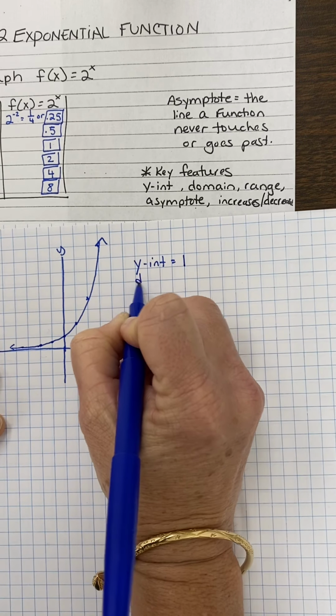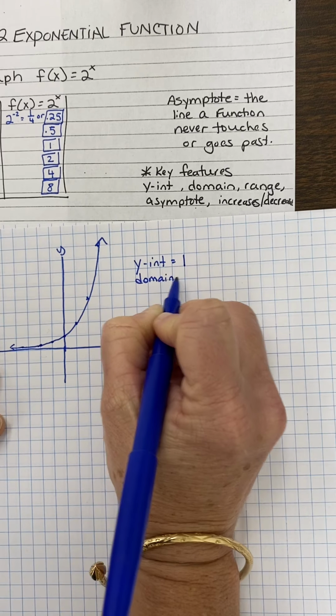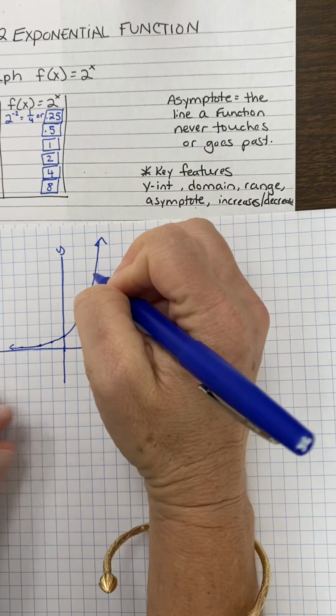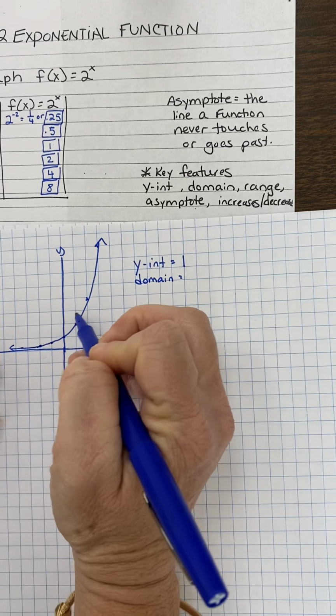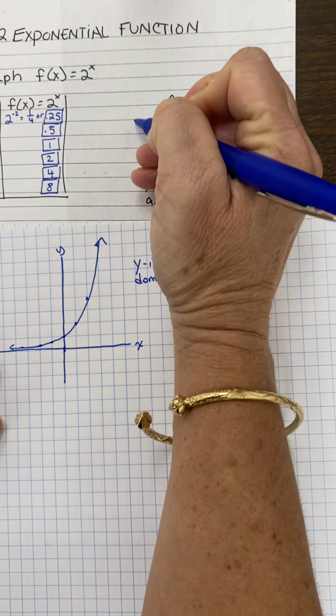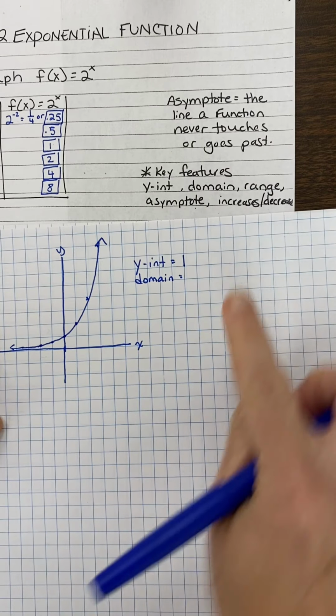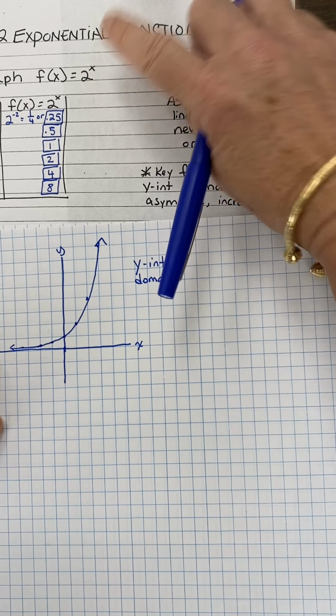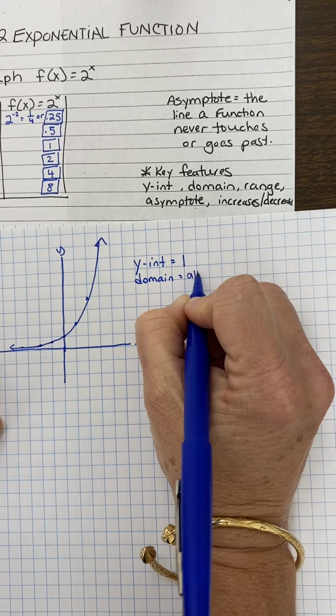The domain. Okay, so remember domain is x. It means where could I squeeze this on the x? Well, this is going to keep going out that way, and this is going to keep going and going slowly up that way. It can be whatever you put in for the x, and we can put any number in for the x. So the domain is all real numbers.